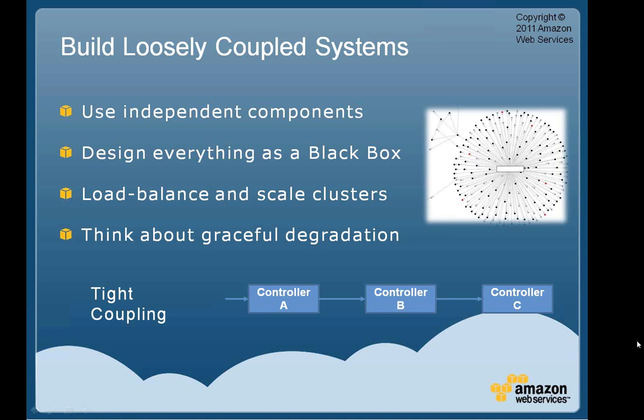The principle around building loosely coupled systems is to design independent components that are exposed like a black box, that have interfaces that are well known, and other components talk to that interface. On the right, you see a star-looking diagram here, and this is just a quick story on this one.